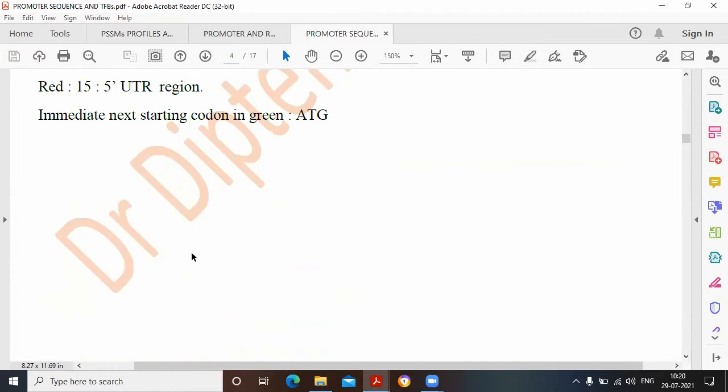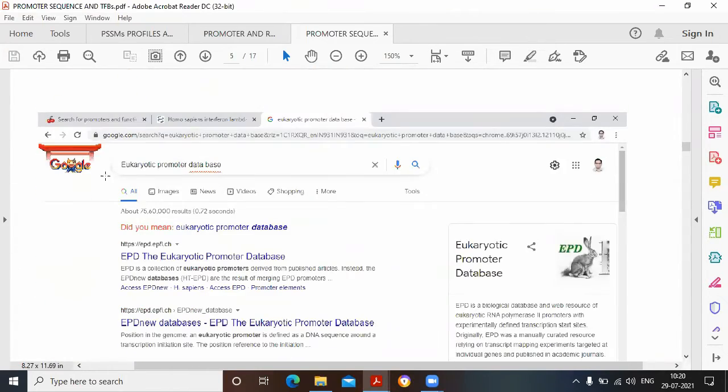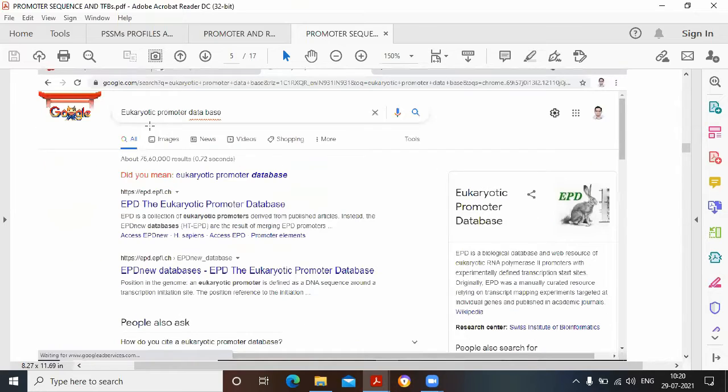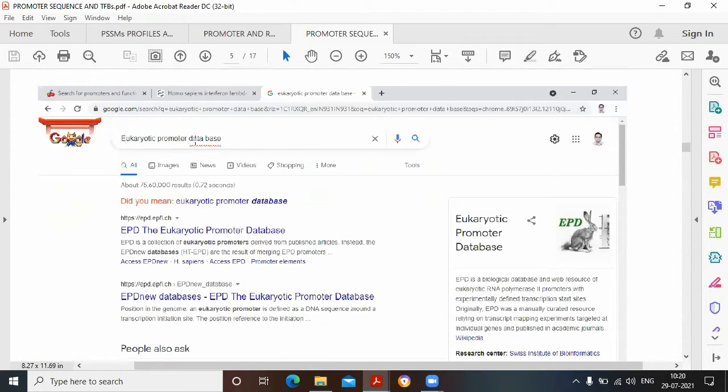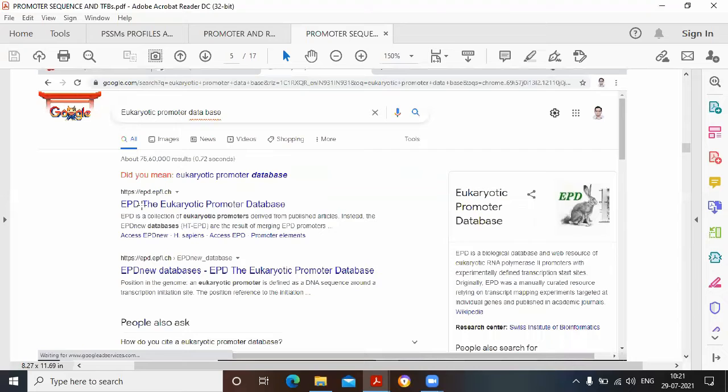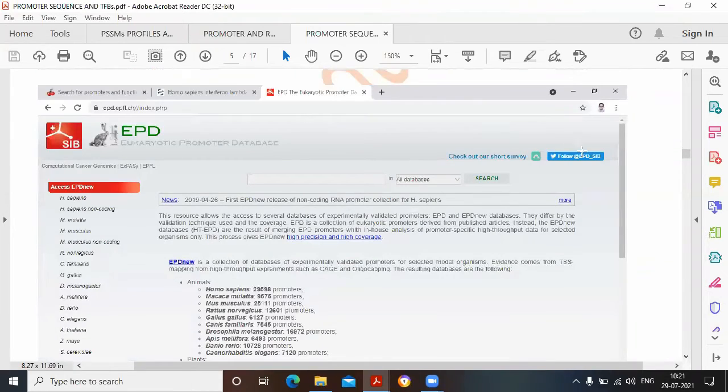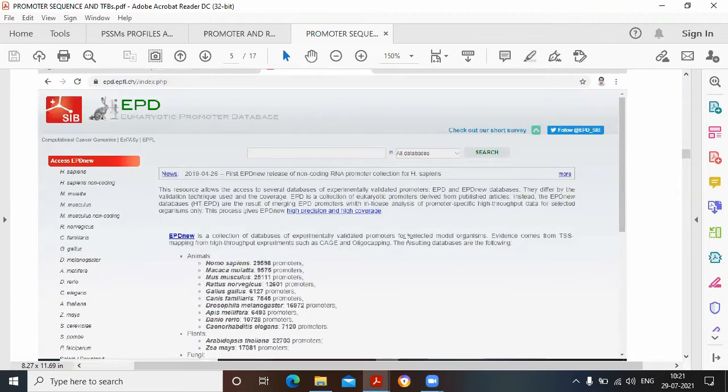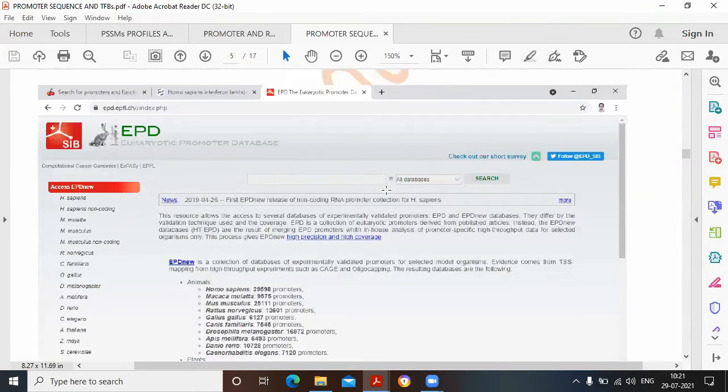Fine. Now what you need to do, you need to open Google and type eukaryotic promoter database. I repeat, eukaryotic promoter database. Whatever homepage is appearing, you just click on that EPD, the eukaryotic promoter database. You just click on that, and the homepage will appear this way. Okay, you can see here, EPD. This is from the Swiss Institute of Bioinformatics. They have taken care of it, so they have designed it.